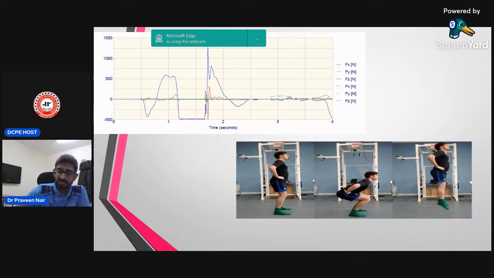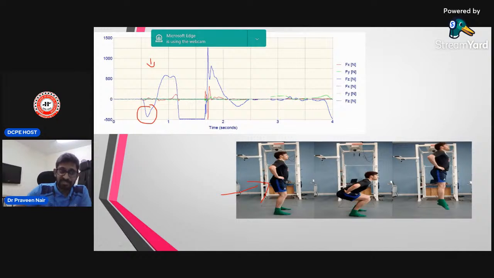You can see this is a figure of a counter movement jump. The athlete has placed his hands on the hips, and then he's going down, and from that position he's going up. So this is the typical force time curve which we get. This is the unweighing phase.